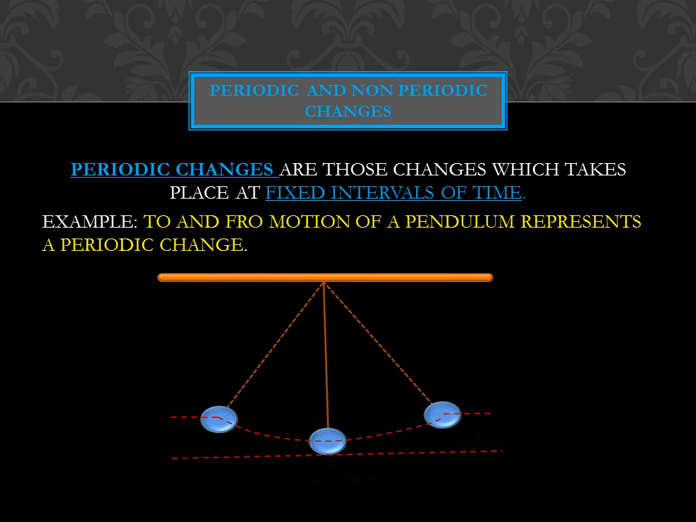Another common example is the change in the phases of the moon. Changes in phases of the moon occur at regular intervals of time. After a fixed duration only, new moon or full moon occurs. So that is also an example of the periodic change.